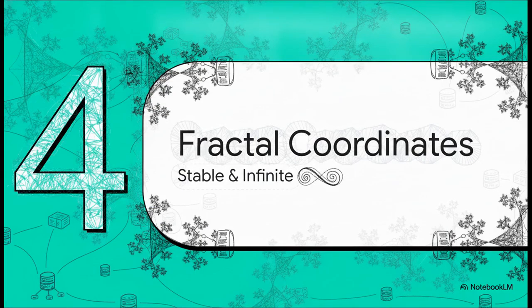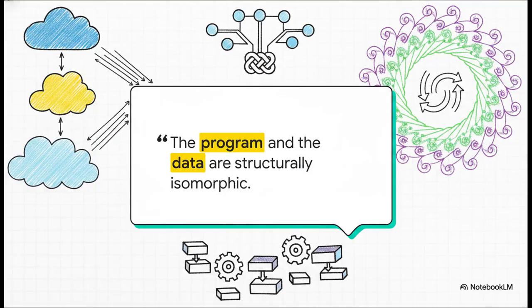Which naturally brings us to Section 4, stable fractal coordinates. Let's actually apply these mind-bending math concepts to software and database engineering. Consider this profound idea. The program and the data are structurally isomorphic. This right here is the foundational philosophy behind a hierarchical script database, or HSDB. You see, in traditional software, developers build these distinct layers, the database schema to hold the nouns, and the application logic to act as the verbs. And that separation creates massive friction and overhead.